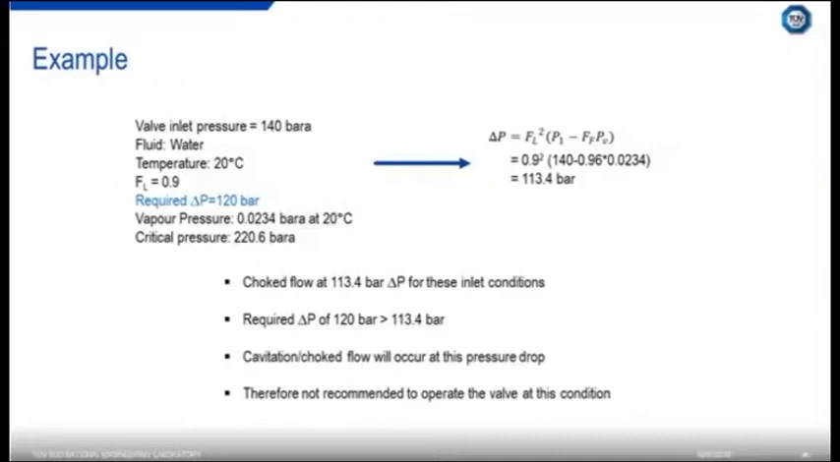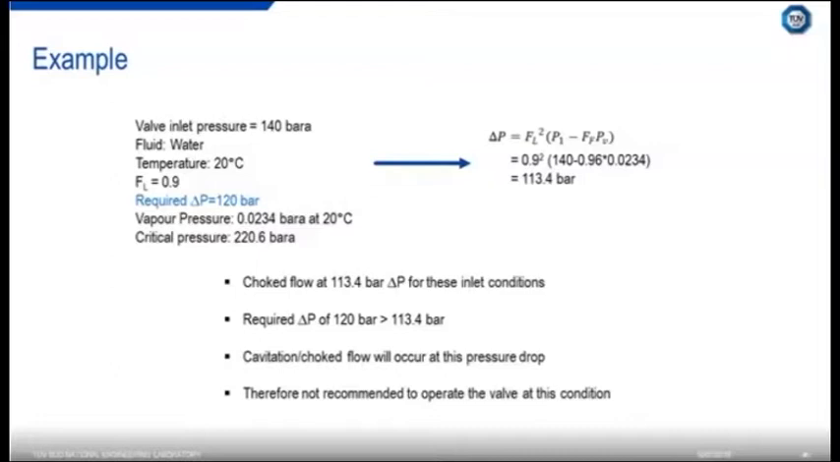So you plug these numbers into the equation and you get a pressure drop of 113.4 bar. That basically means for your input conditions, if you have a pressure drop of 113.4 bar, you're going to see cavitation, you're going to see choked flow, but you require a DP of 120, which is obviously greater than this number. So cavitation or choked flow will occur at this pressure drop, so it's not recommended that you operate the valve at this condition.